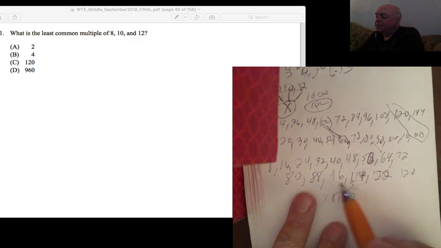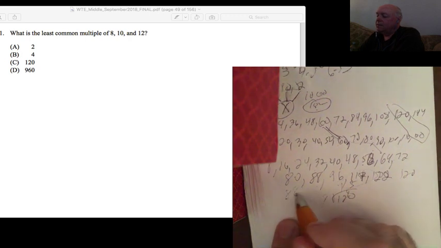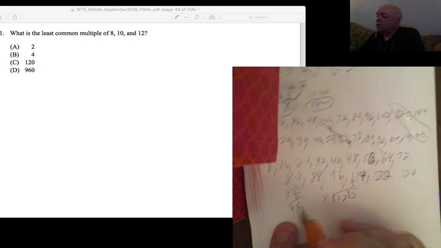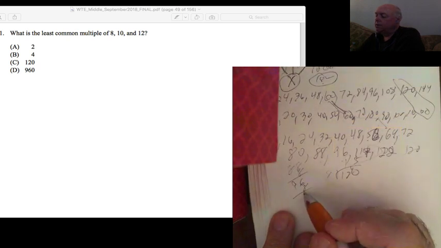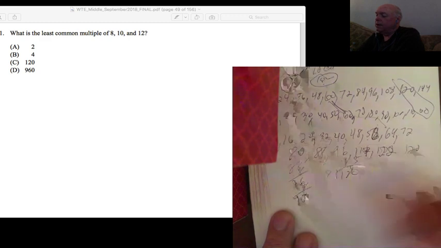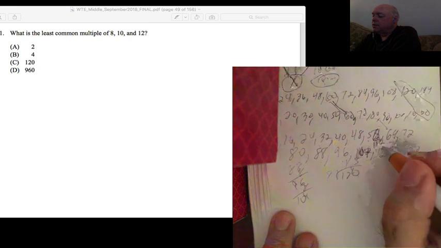88 plus 8 is 96. 96 plus 8 is 104. Okay, I had 114 before. 104, 112, and then 120. All right, I fixed my error. I knew something was wrong there. So it turns out that the three of them have 120.